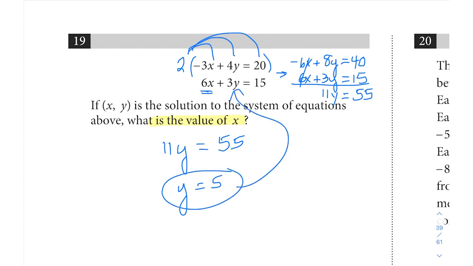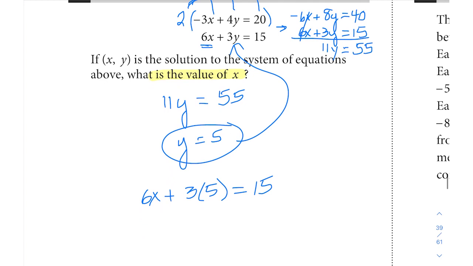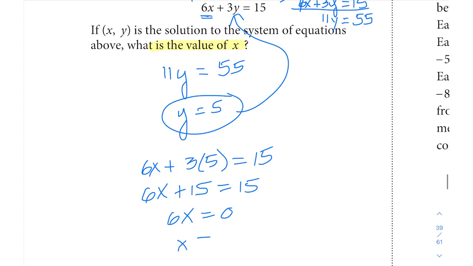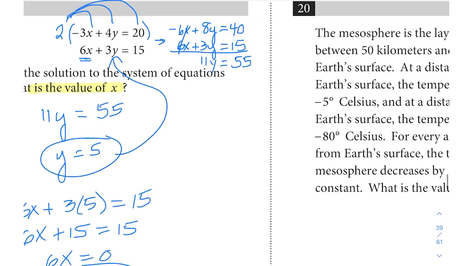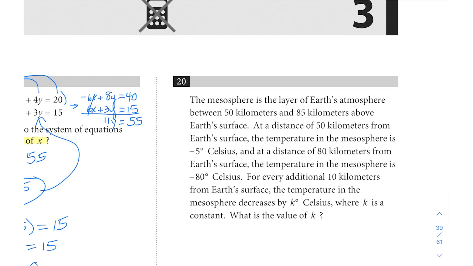And since the question is asking for the value of x, in order to solve for that, we can take that value of y and plug it back into either of the equations above. So I think that bottom equation is a little bit easier since it doesn't have any negative coefficients. So when we plug that in, we would get 6x plus 3 times 5 equals 15. And that's 6x plus 15 equals 15. Subtract 15 from both sides, 6x equals 0. And divide by 6, and we get x equals 0 as our answer to number 19.